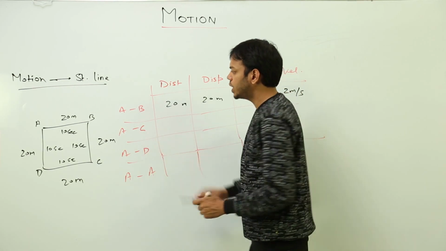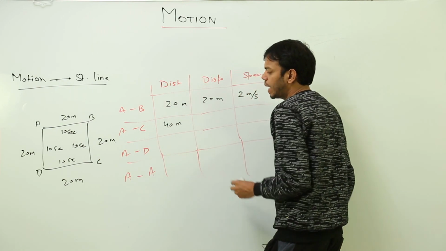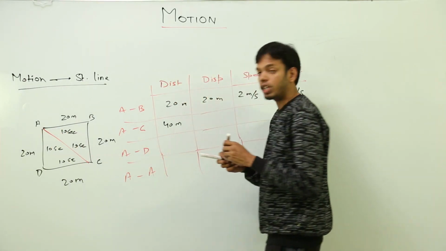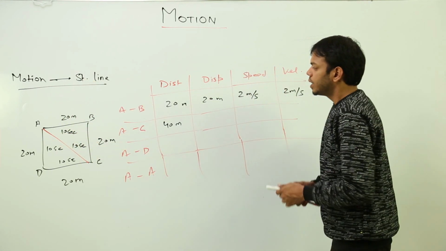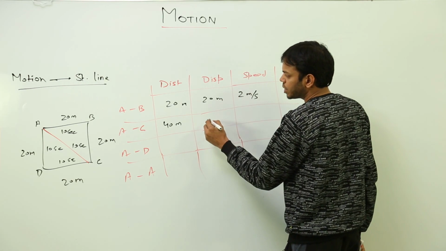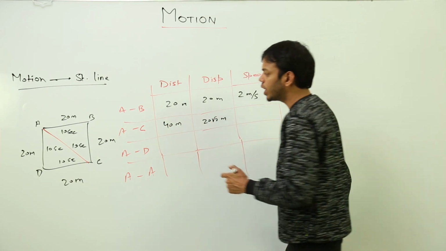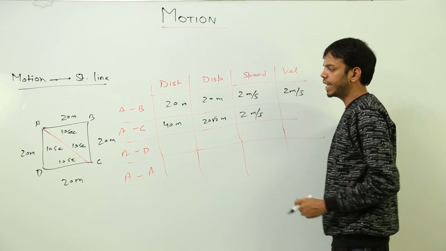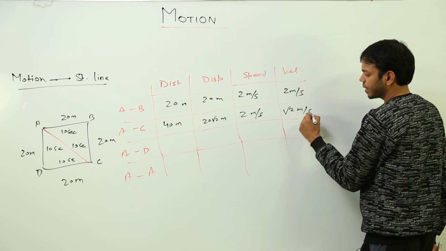Now from A to C, the distance is 20 plus 20, which is 40 meters. But displacement here is this much, because displacement is the shortest distance. So from A to C, the displacement is AC. From the square path, you can find the diagonal to be 20 root 2. So this time displacement is 20 root 2 meters. Speed is 40 upon total time taken, 10 plus 10, 20. So 40 upon 20 gives 2 meter per second again. Whereas velocity is 20 root 2 upon 20, which gives root 2 meter per second, right?